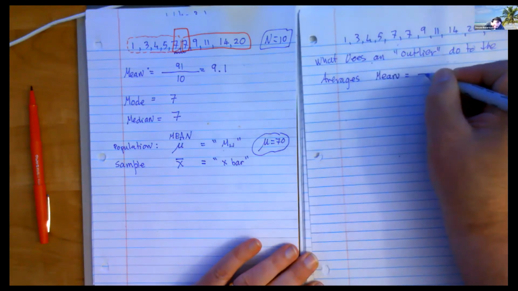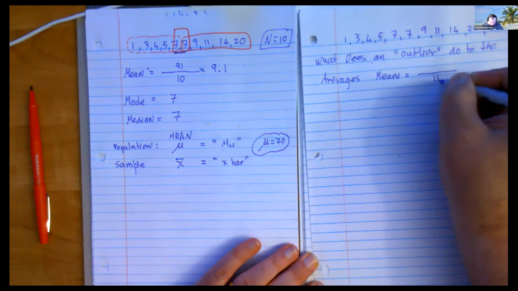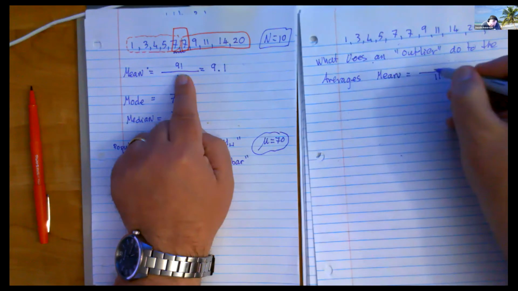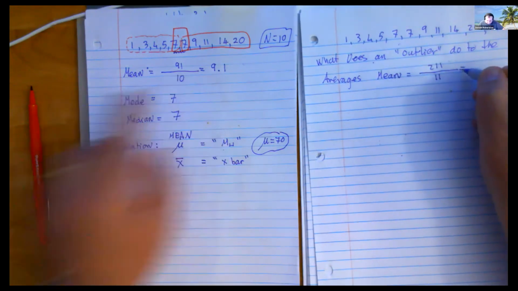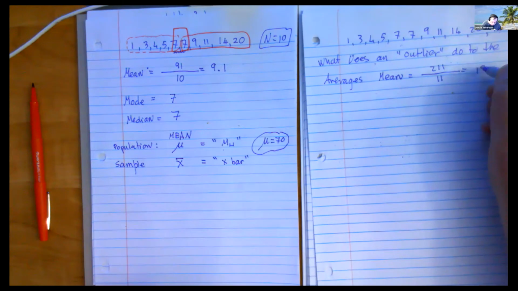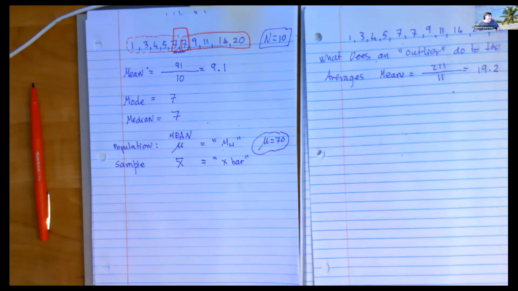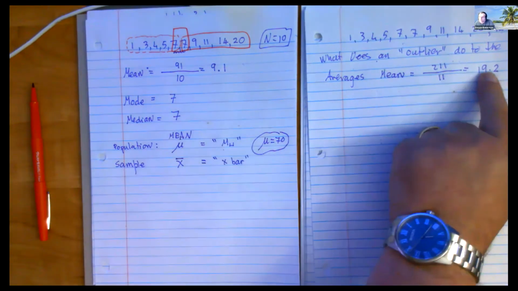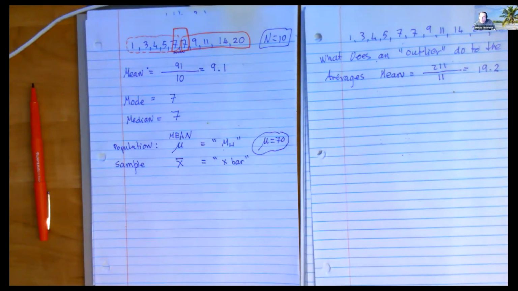Well, if you add up all 11 numbers, you will get 211. And you divide by the 11 numbers, and the mean has now grown to 19.2. Do you see that that one outlier has doubled the value of the mean? Just one number has caused a huge difference in the mean.